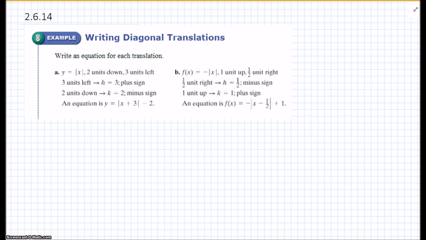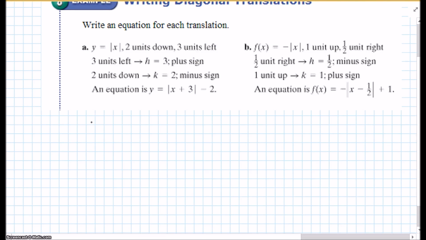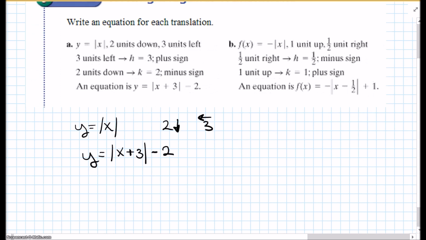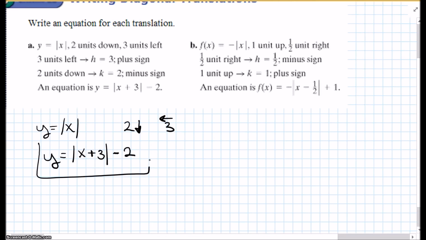Next example. Write an equation for each translation. So for the first one, I have a parent function of y equals the absolute value of x. It wants to go 2 units down and 3 units to the left. So that's going to be y equals the absolute value of x. To go to the left, we have to add. So it's going to be plus 3. We want to go down 2 outside, so it's going to be minus 2. Okay, so that's our answer for that one.